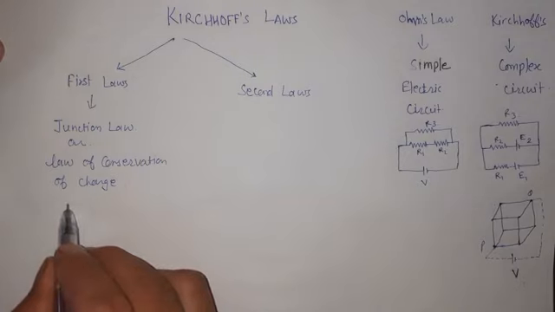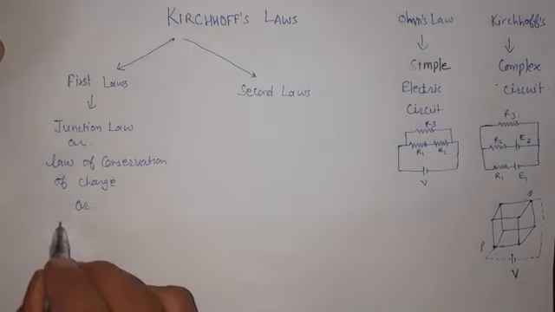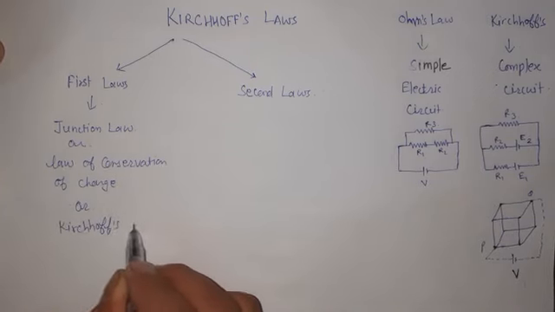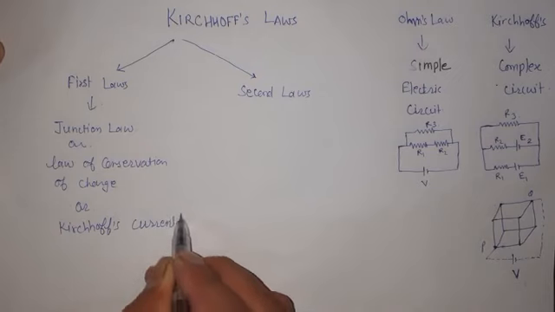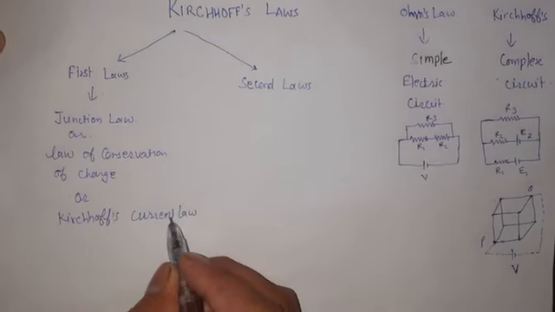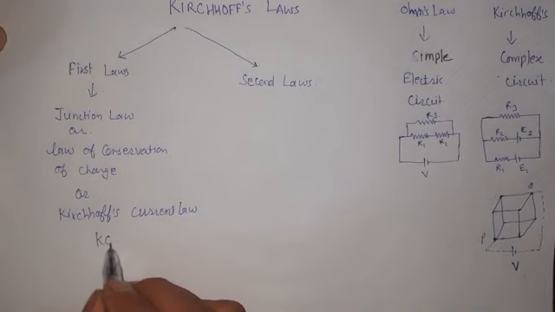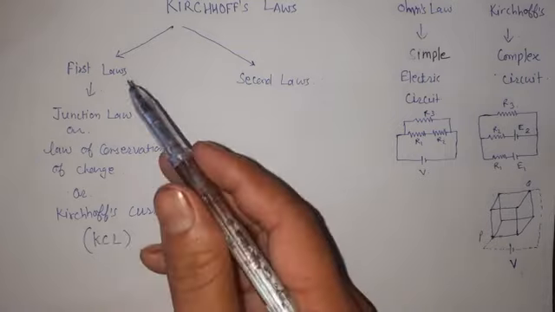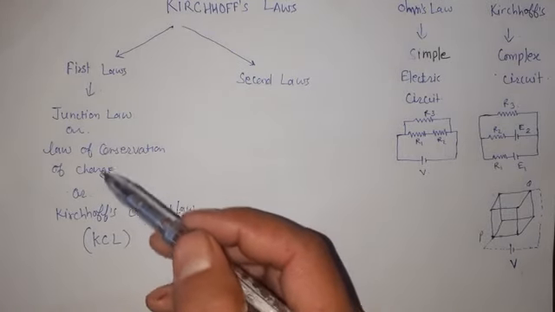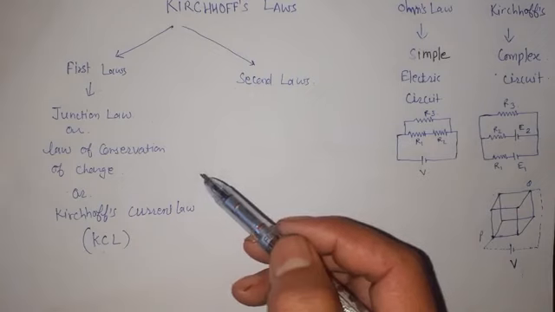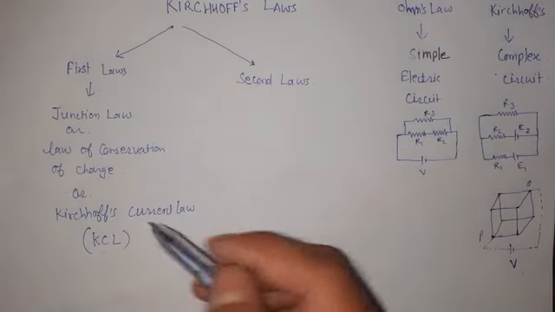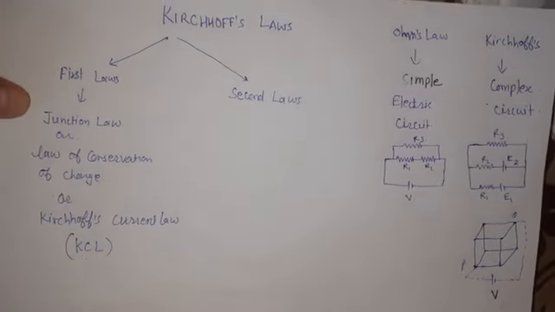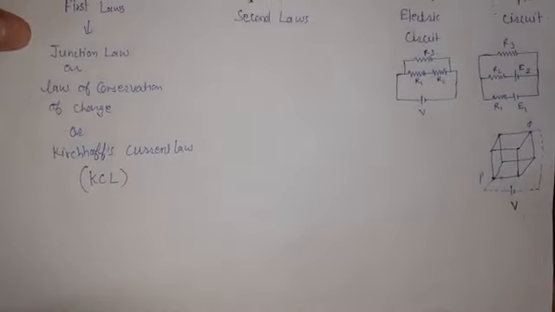It is also known as Kirchhoff's current law, which in short form you can write as KCL. So different names are given only for this first law: junction law, law of conservation of charge, or Kirchhoff's current law. Now let us learn what this Kirchhoff's first law is.